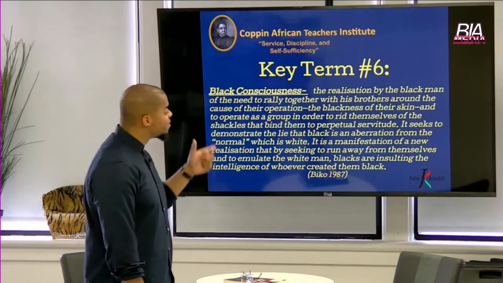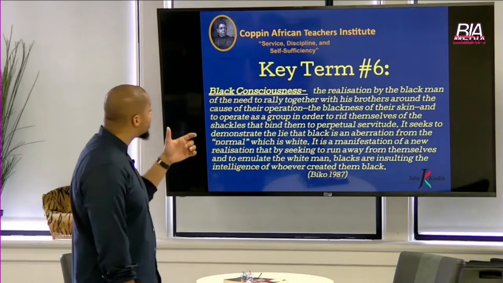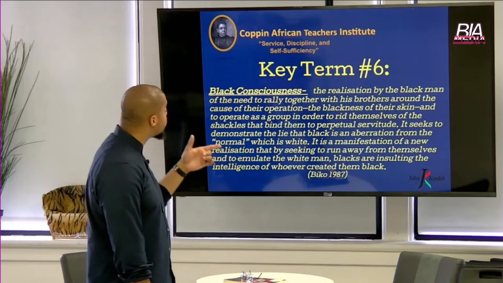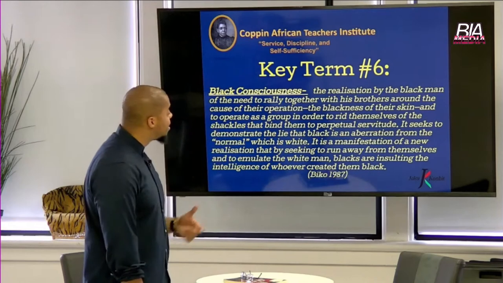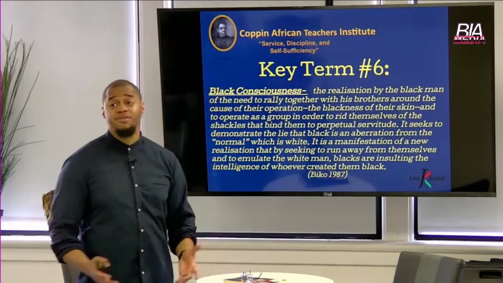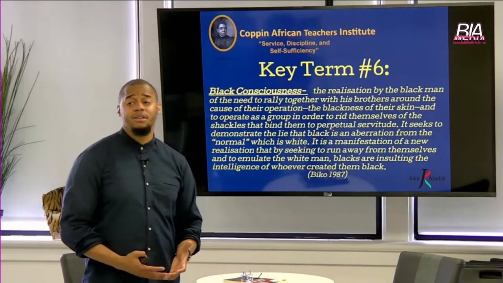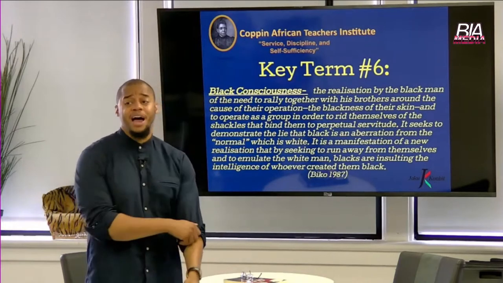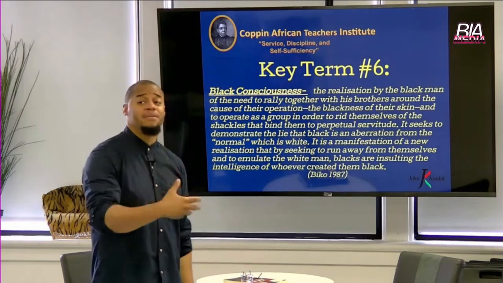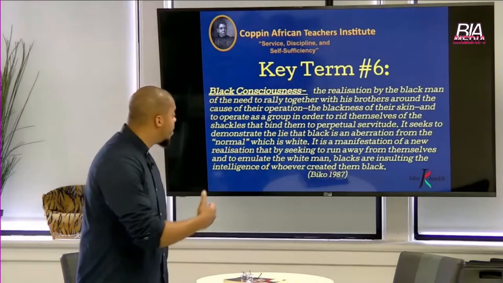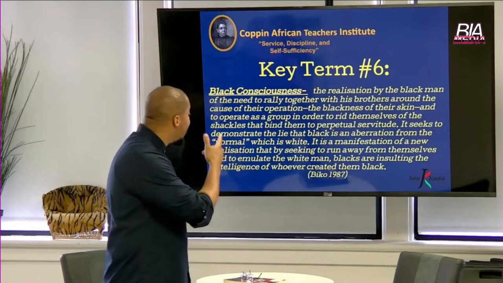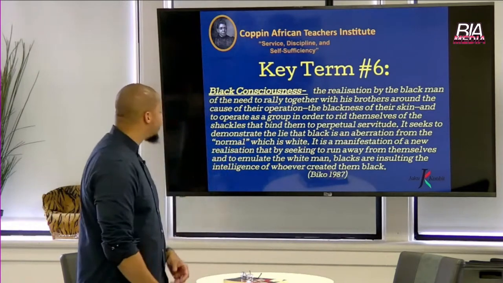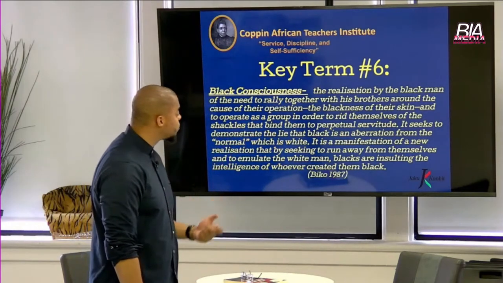Black consciousness, the realization by the black man of the need to rally together with his brothers around the cause of their oppression, the blackness of their skin. He said, that's the reason why you're oppressed. Let's get right to it. In South Africa, you are oppressed because your skin is black and because you're African that has resources and labor that can be exploited. And to operate as a group in order to rid themselves of the shackles that bind them to perpetual servitude.